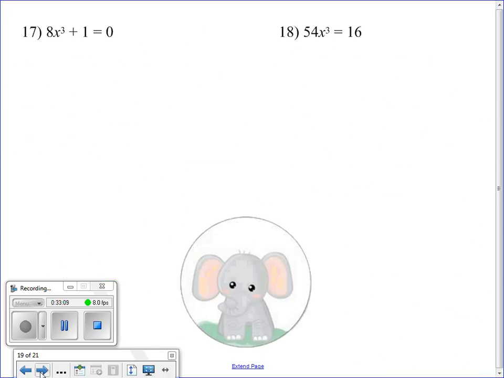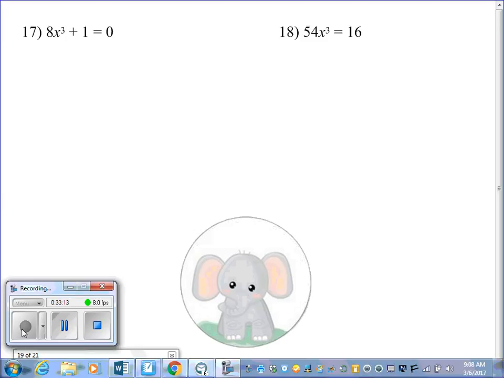All right, do you guys want to try one on your own? Try 17. It's already set equal to 0. Two terms. Notice right away, two terms, you can only go squares or cubes. This one is cubes because you have an x cubed on there.